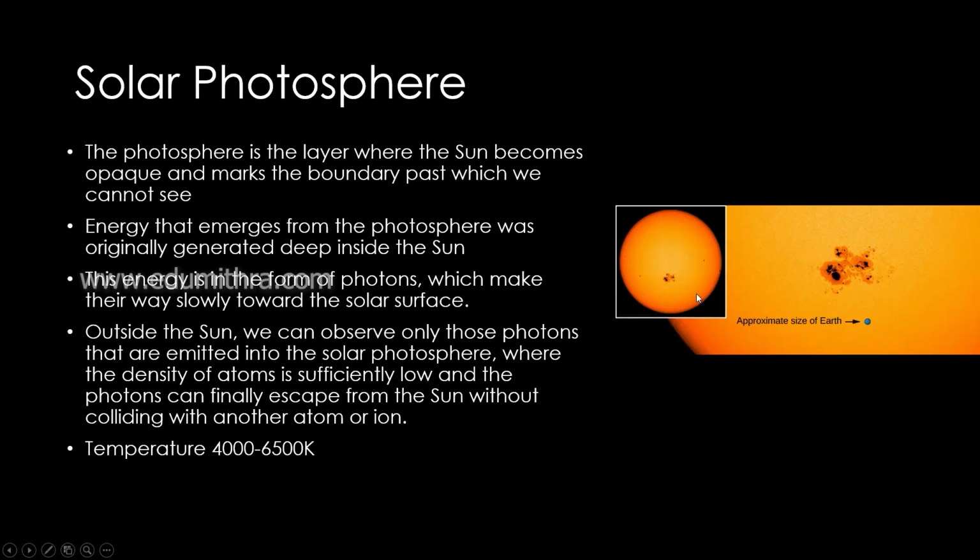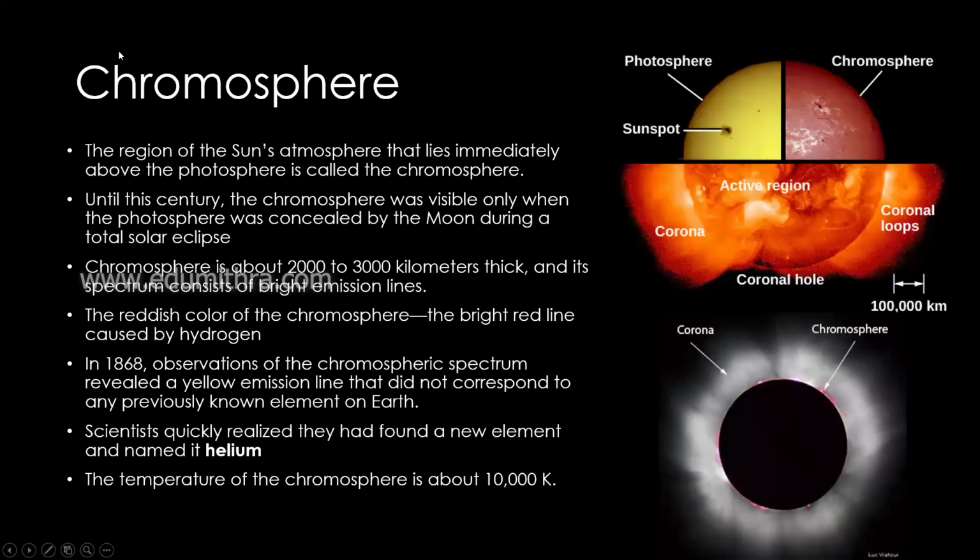Now just outside the photosphere there is a layer called the chromosphere. Chromo usually means color; that is one word used for color. The region of the sun's atmosphere that lies immediately above the photosphere is called the chromosphere. The sun's atmosphere is divided into many parts, and just above the photosphere, that atmosphere is called the chromosphere.